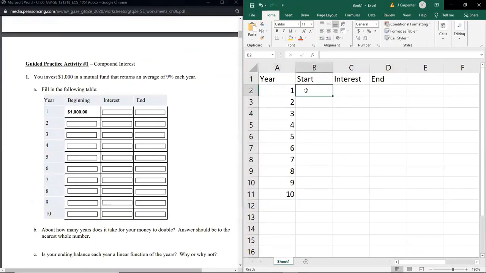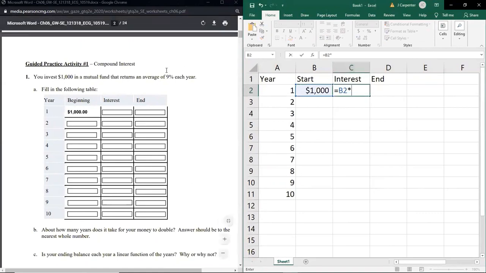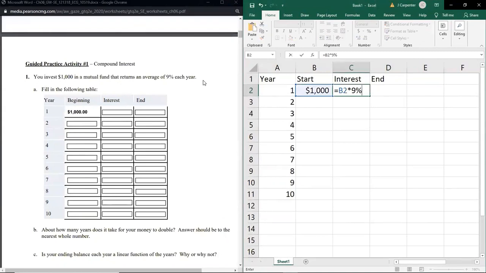We started with $1,000. The interest is going to be the product of the balance and the interest rate, which is 9%. Now, I could put the interest rate somewhere else if I really wanted to, and then do a fixed cell reference. But for this problem, I won't. I'll do that later, though. So I can just go equals the balance, which is in this cell, B2, times the interest rate, which we said is 9%. Now, in Excel, I don't have to write that as 0.09. I can actually just type 9%. And look at that, we get $90.